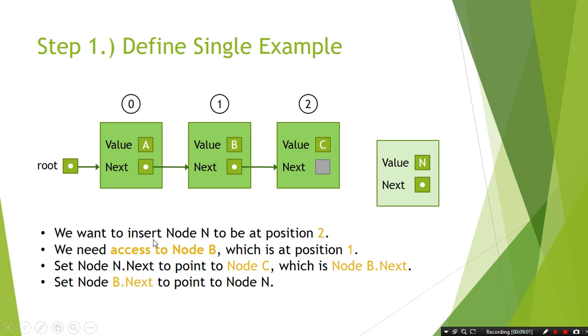So it says here we want to insert node N at position 2. That's the very first thing I did: I said, well, we have 3 nodes, and I'm going to just call them 0, 1, 2. So I'm saying to myself, if somebody comes along and says, hey, I want to insert node N at position 2, I'm going to assume that means they want it right here in between B and C. Okay, so that's the first part. You just think about how you want it to work.